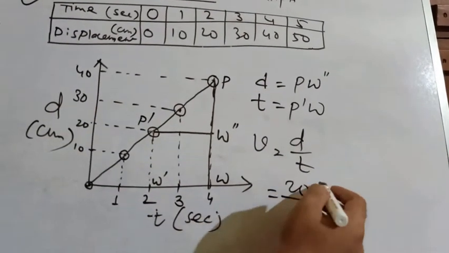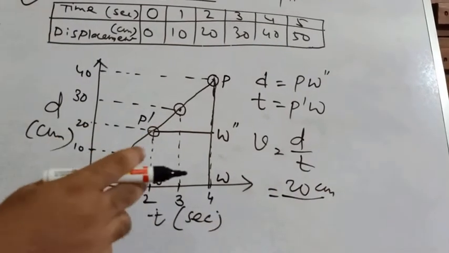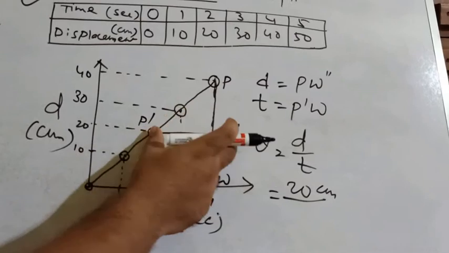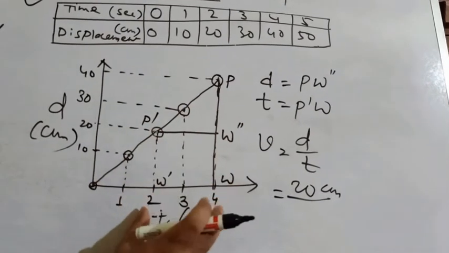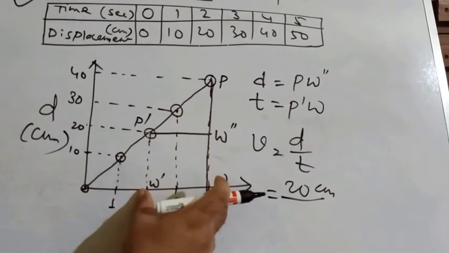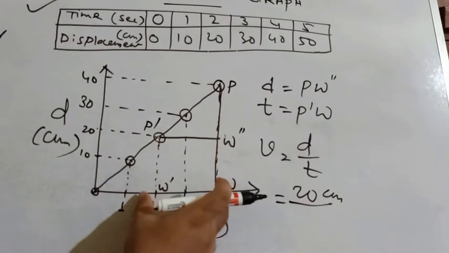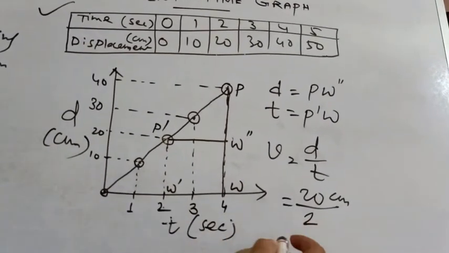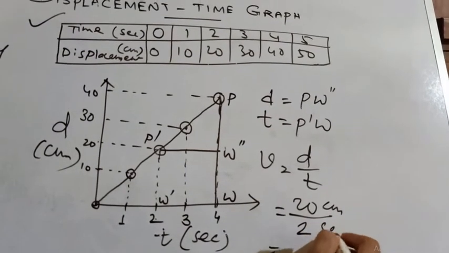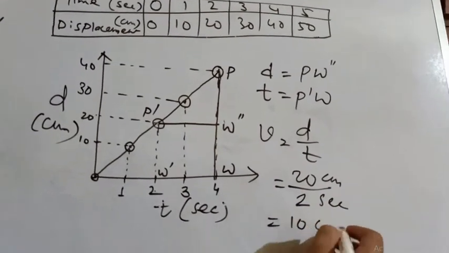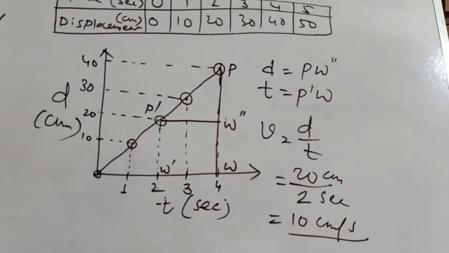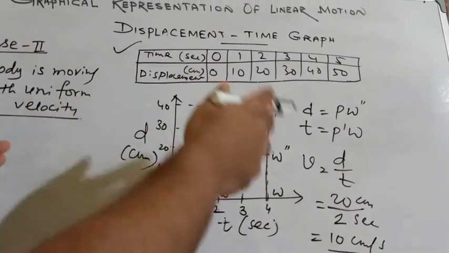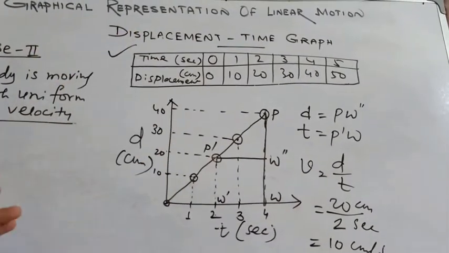centimeter. And what is the value of t at that instant? It will be P dash W double dash, which will be equal to these two, W dash W. Okay, so this one and this one will be equal. So it will be 4 minus 2 equals 2, which gives us 2 seconds, which gives us 10 centimeter per second. This is the velocity. So we can easily calculate velocity from any kind of displacement time graph. Okay.